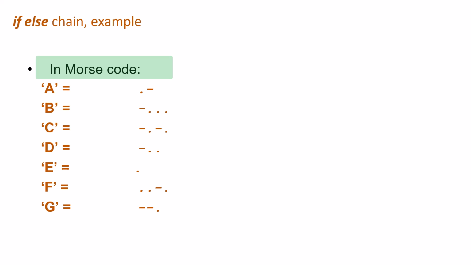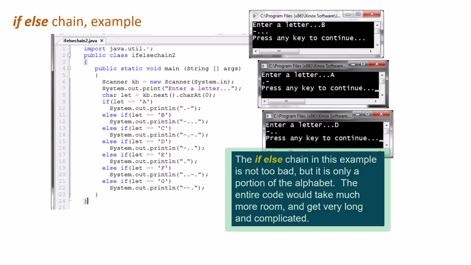In Morse code, A is dot dash, B is dash dot dot dot, C is dash dot dash dot, D is dash dot dot, E is dot, F is dot dot dash dot, and G is dash dash dot. The if-else chain in this example is not too bad, but it is only a portion of the alphabet. The entire code would take much more room and get very long and complicated.